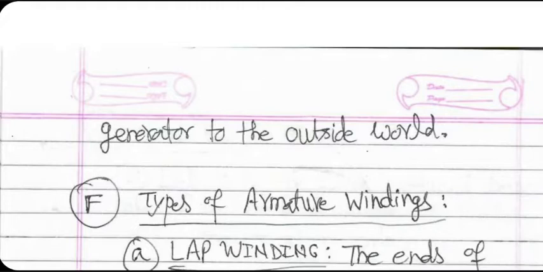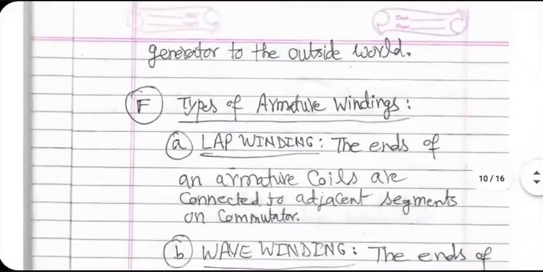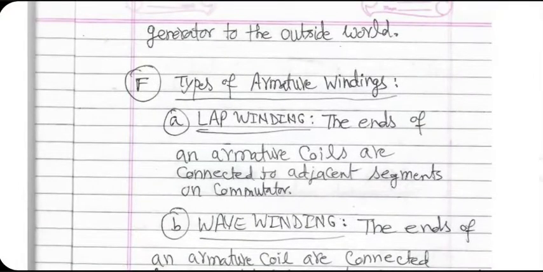Now let me recap once again. There are two types of windings in a DC generator. One of them is called armature winding. The other one is known as field winding. Field winding relates to the magnetic poles, and armature winding relates to the rotating conductors.